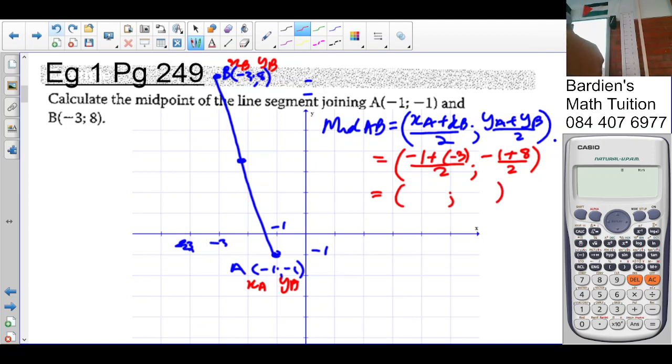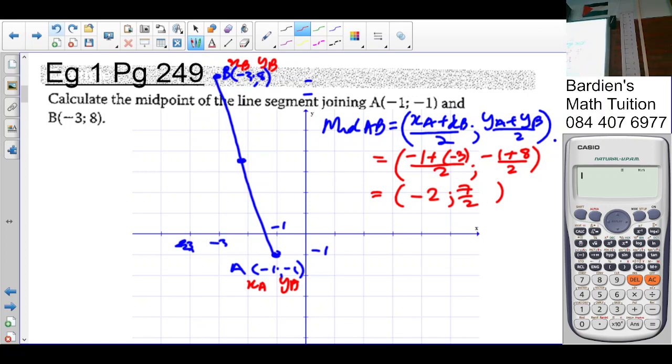So what's -1 plus -3? -4. -4 divided by 2? -2. And -1 plus 8? 7. 7 divided by 2? 7 over 2, or 3.5.